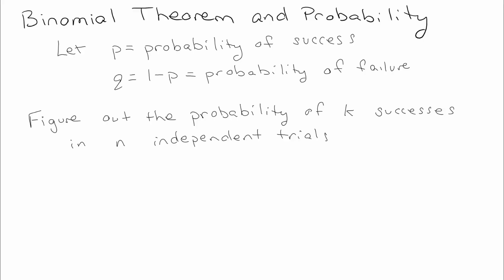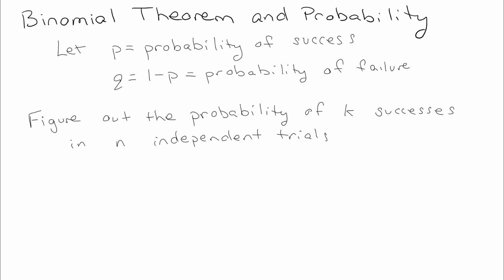So we're going to take a minute and apply the binomial theorem to stuff like probabilities. Like flipping a coin or true-false questions or multiple choice questions or really anything. If you have two possible outcomes, you can either succeed or you can fail. So P is the probability of success and Q would be 1 minus P, or the probability of failure.